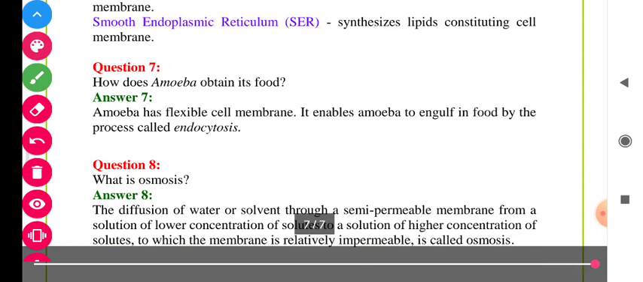How does amoeba obtain its food? Amoeba has a flexible cell membrane. It enables amoeba to engulf food by the process called endocytosis. So by the endocytosis process, amoeba obtains its food.